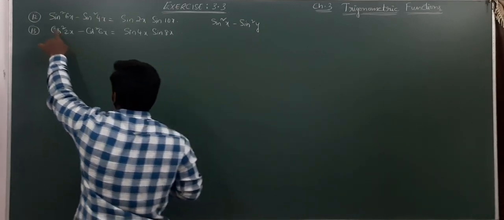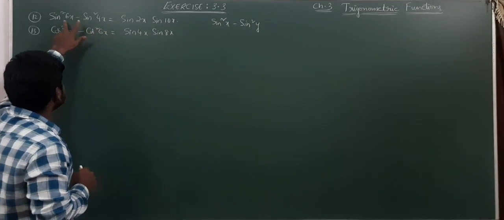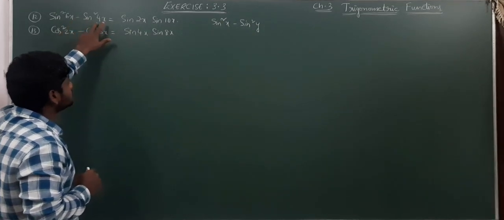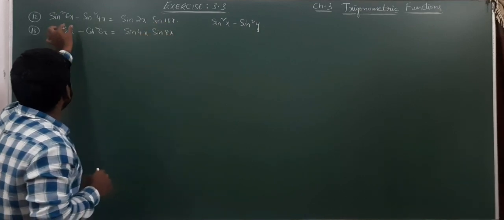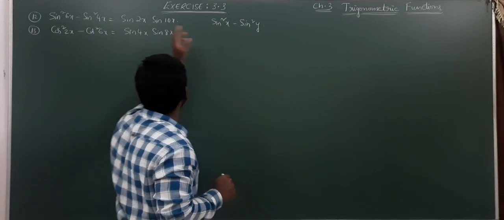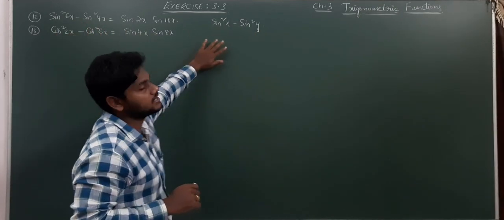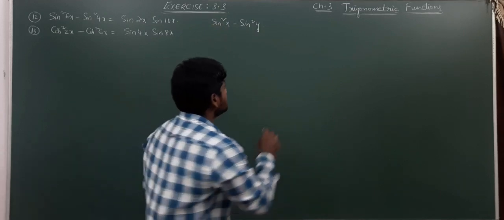If you observe, these two questions are like prove LHS equal to RHS. By considering sin square 6x minus sin square 4x, we need to prove sin 2x into sin 10x. So if we consider 6x as x and 4x as y, this question will convert in terms of this formula. But what is this formula? How to apply it directly? See, all of you.